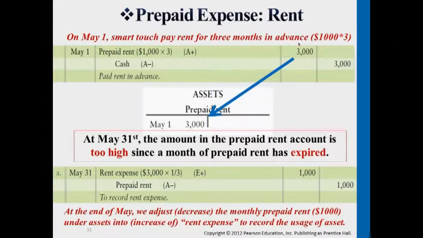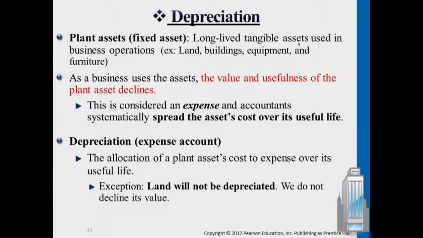Okay, this here represents 3 months of rent. After a month, we don't have $3,000 in force anymore. We only have $2,000 left for June and July. So under the balance sheet, on the left-hand side, assets, you see $2,000 listed here instead of $3,000. Okay, so this is an adjusting entry for prepayments, turning assets into expense, the part that expires.